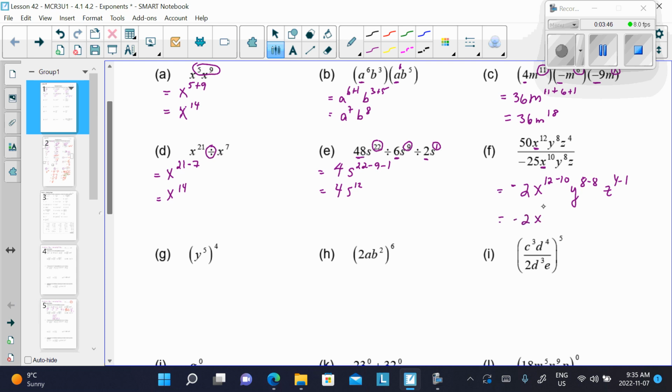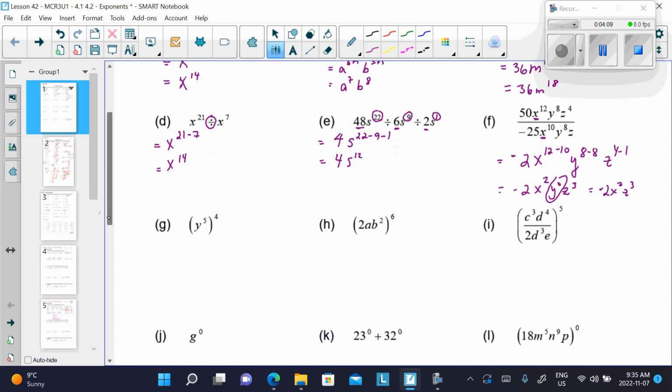-2x to the exponent of 2, y to the 0, and z to the 3. And we can go one step further. Y to the 0 is 1. So this entire term disappears, right? It's just going to be 1. So we're left with -2x squared, z to the 3.